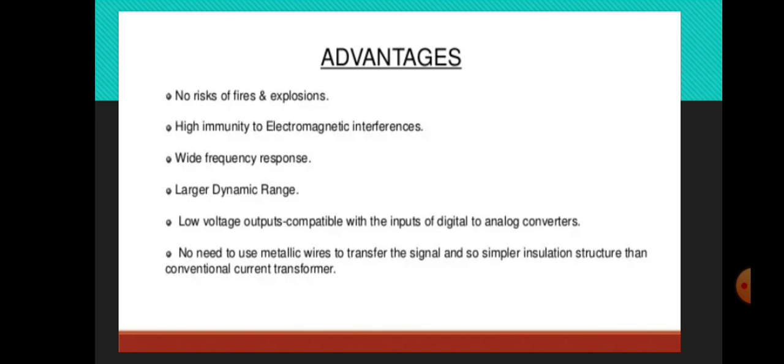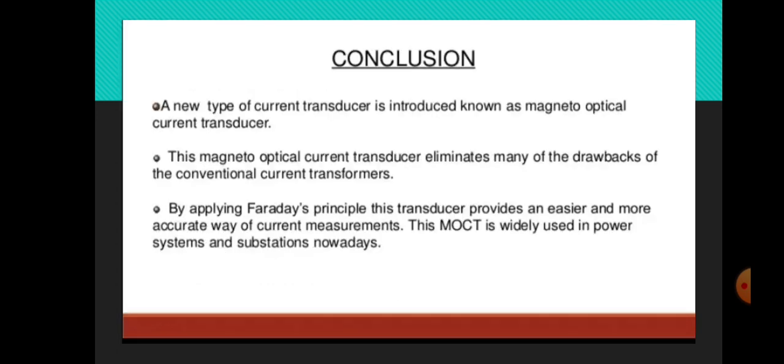Advantages: no risks of fires and explosions, high immunity to electromagnetic interferences, wide frequency response, larger dynamic range, low voltage outputs compatible with the inputs of the digital to analog converters, no need to use metallic wires to transfer the signal, and so simpler insulation structure than conventional current transformer.